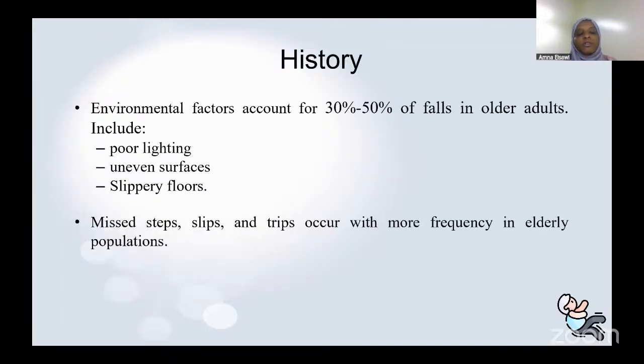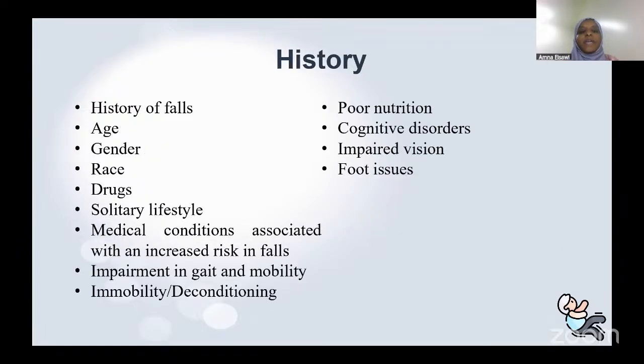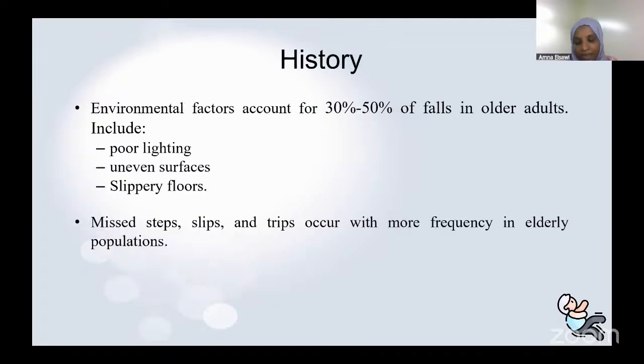After that, we would look at the environmental factors. So here, we were looking at the patient themselves. Now, when taking the history, we would also consider the environment of the patient. Environmental factors account for 30 to 50% of the falls in older adults. So these could include poor lighting, and even surfaces or slippery floors. And those are generally taken care of by the occupational therapist and the social workers, who would go and assess the living environment of the patient and provide some measures that could be taken to decrease the risk later on.